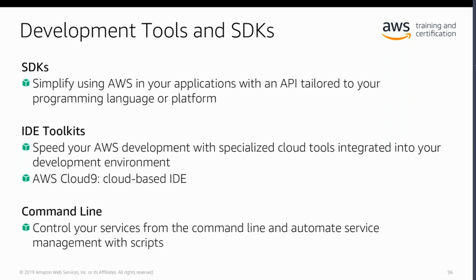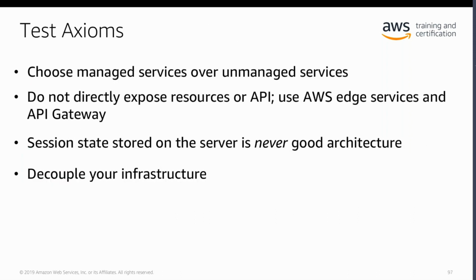So your test axioms for this section are: choose managed services over unmanaged services. That is important. Choose an AWS managed service. Also, don't directly expose resources. Use edge services like API Gateway. So in other words, don't directly expose your DynamoDB database to the world. Force it through a service like API Gateway. Store sessions; staying on the server is never a good idea. That's not a good thing to do.